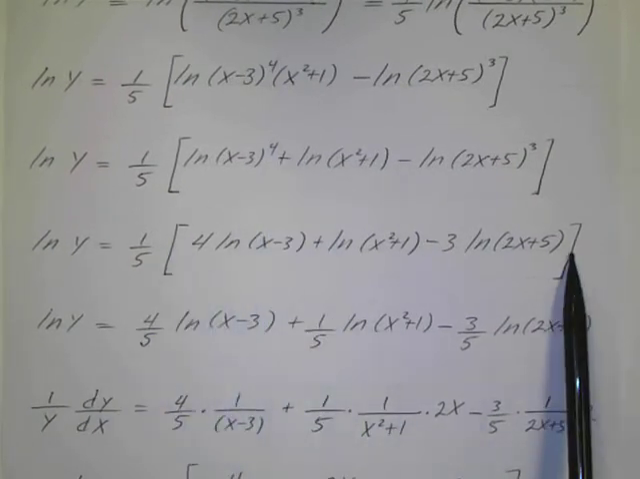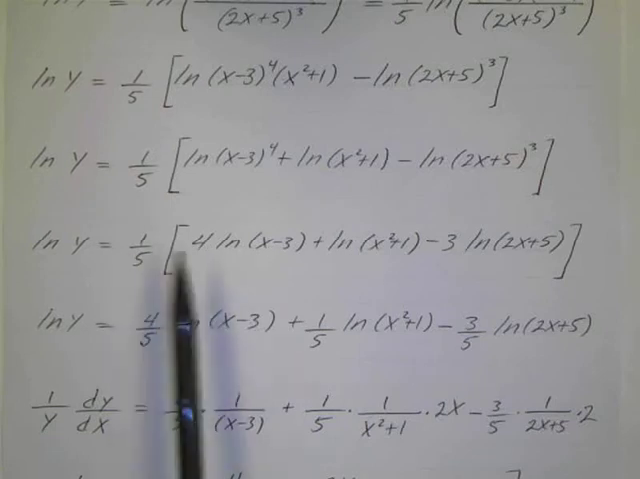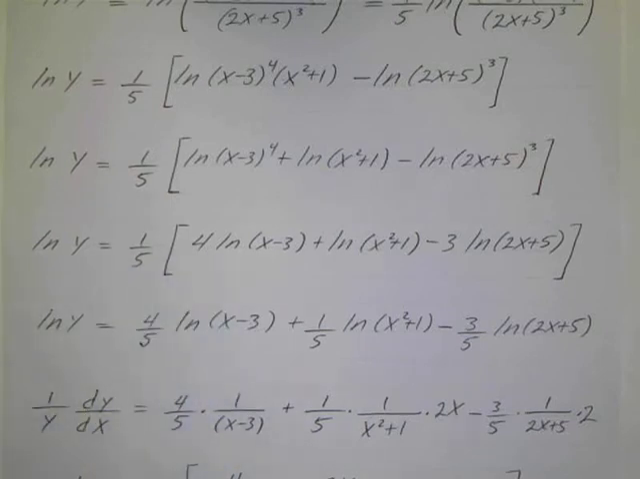So now we've got this all separated out, and now I can multiply everything by the 5 so I won't have to be moving it on the other side. So that's got 4/5 the natural log of x minus 3 plus 1/5 the natural log of x squared plus 1 minus 3/5 the natural log of 2x plus 5. And now I'm ready to take the derivative.